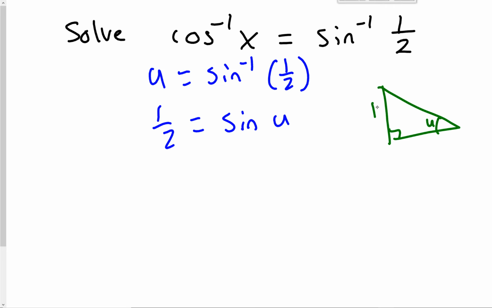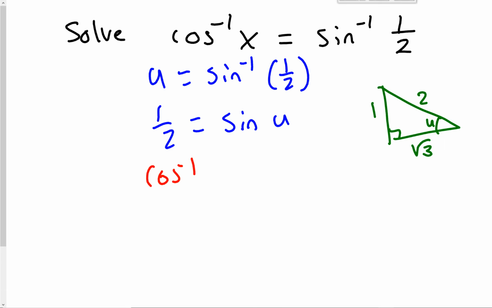So sine would be opposite 1 over hypotenuse, right? So then I can do Pythagorean theorem, square that, subtract them. So 4 minus 1 is 3, square root it. So this side is square root 3, right? Use Pythagorean theorem.